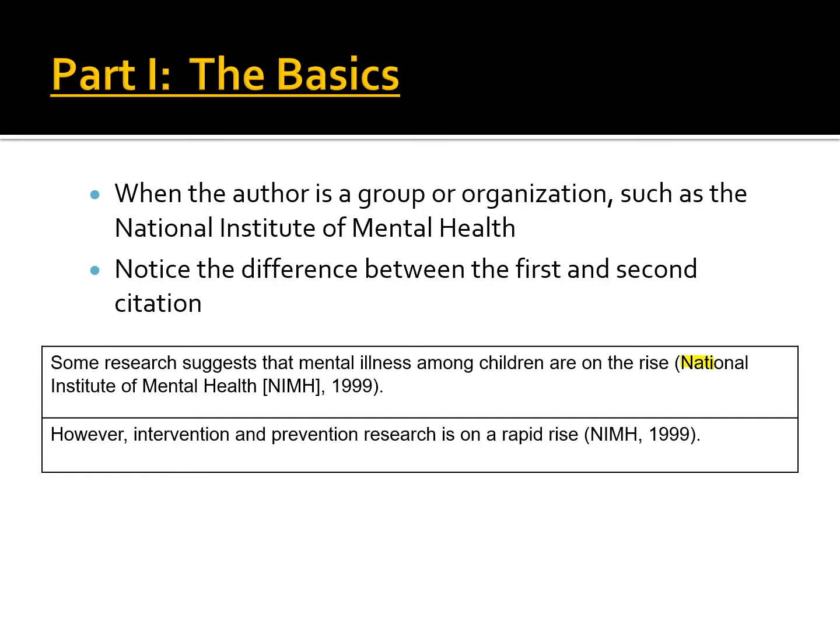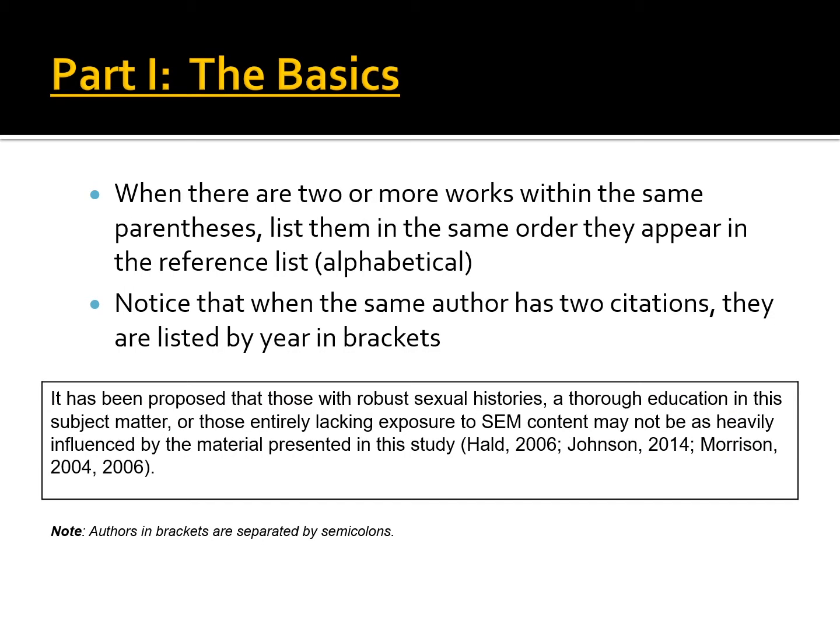When the author is a group or organization, such as the National Institute of Mental Health, for instance, you would cite like so. Look at the first example. Some research suggests that mental illness among children are on the rise. This is from the National Institute of Mental Health. And then in a hard bracket, we provide the acronym NIMH, comma, and then the year. And then in subsequent citations, we no longer have to type out National Institute of Mental Health. We can just go ahead and use the acronym NIMH because we have already introduced it fully in a previous sentence. So notice the difference between the first and the second citation.